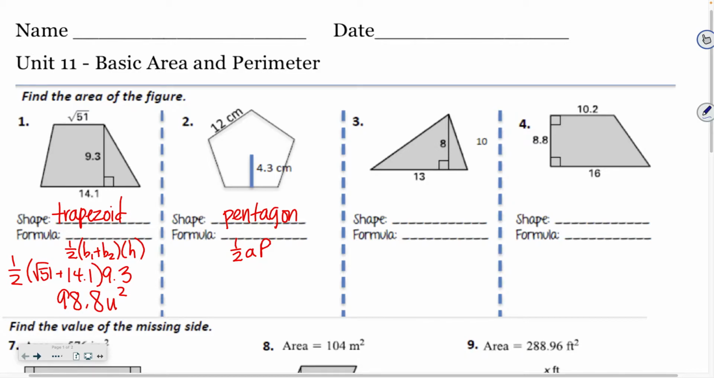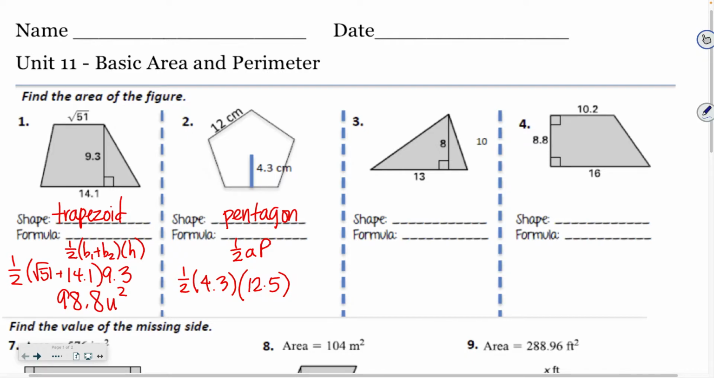4.3. So we're going to do 1/2, 4.3. And what do I do to get the perimeter? 12 times 5. Because if it's regular, all these are the same length. So my perimeter is going to be 12 times 5. So you can do this separate, make this 60, and then go from there. Or you can type it all in at one time, whatever you want to do. So 1/2 times 4.3 times 12 times 5. This one does have a unit, so we're going to make it centimeters squared.